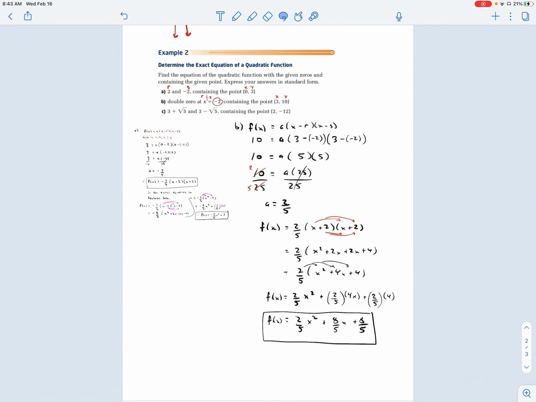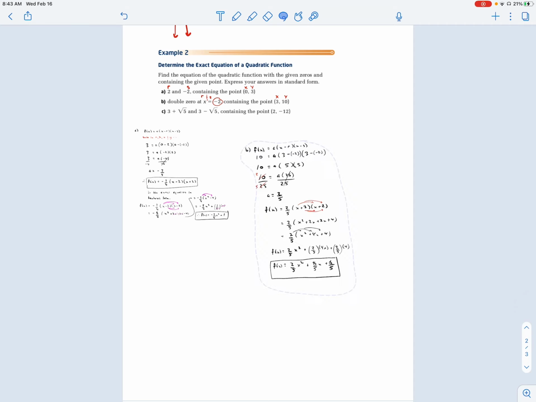I'm just going to compress this one, and then we'll go ahead and do our last example.